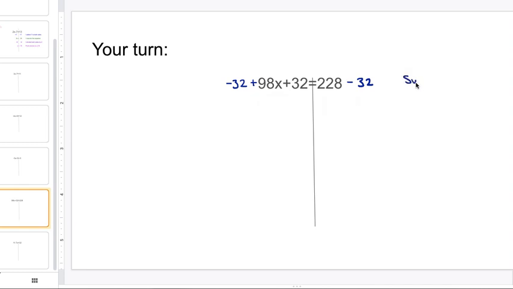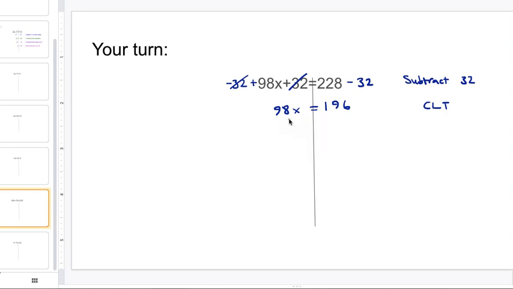So hang on, subtract 32, right? Now combine like terms, right? So combining like terms cancels out those 2. I get 98x equals, what's it, 196, I believe, because there's a difference of 4 between those 2, so I take the 4 down. Okay, there we go, 196, right?